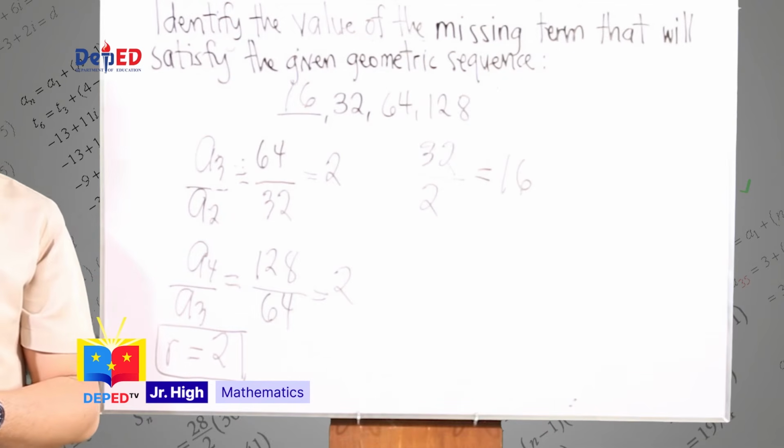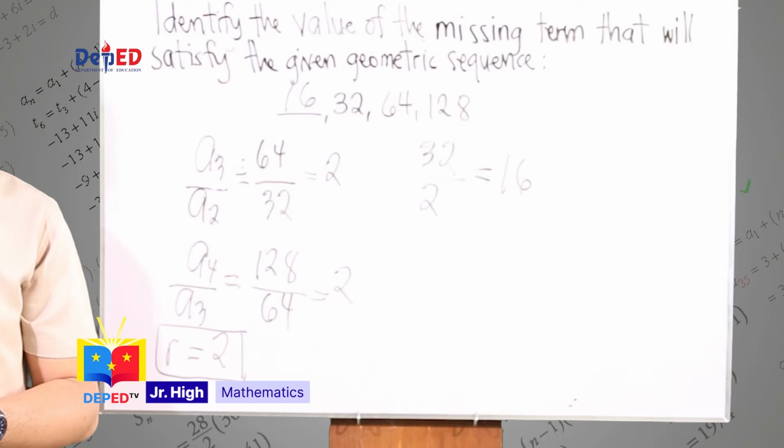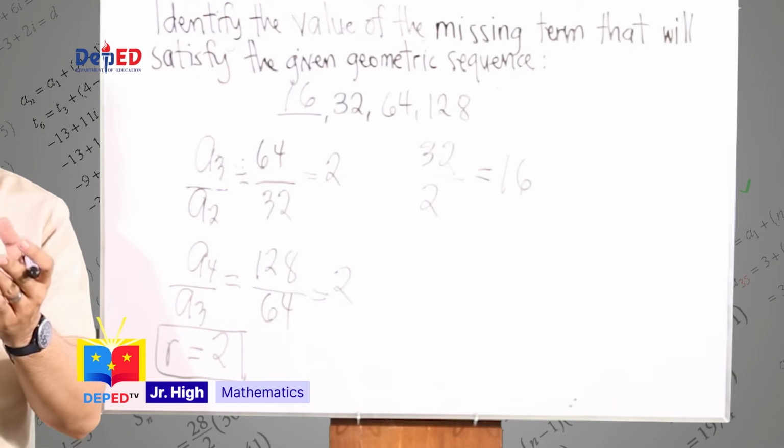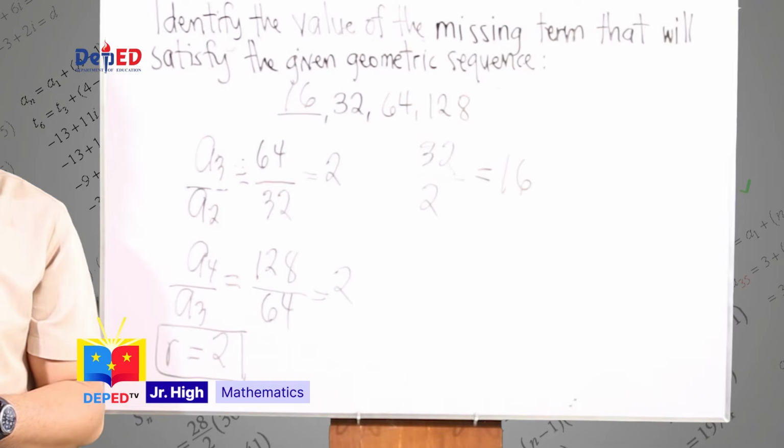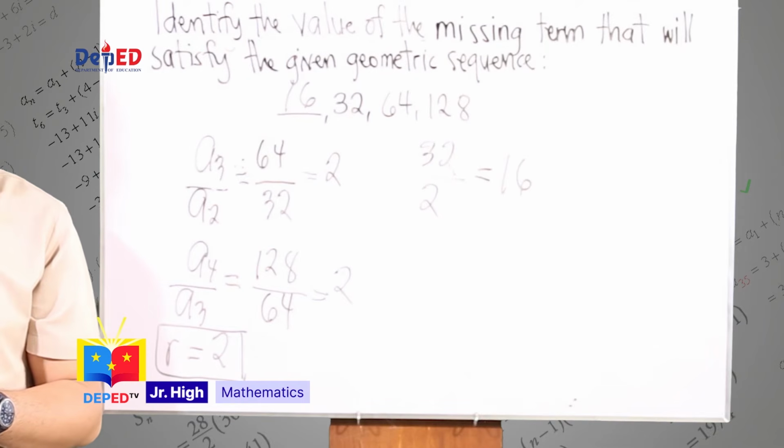Remember, to identify the missing term, first, you must find the common ratio. If the unknown value is a succeeding term, then multiply the preceding term to the common ratio. If the unknown value is a preceding term, then divide the succeeding term by the common ratio.